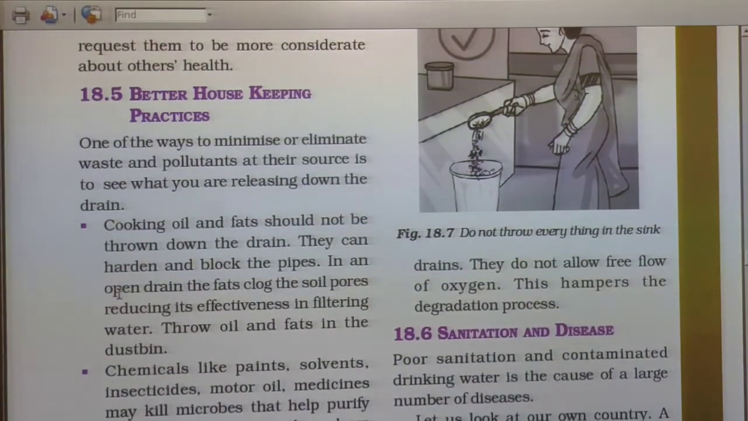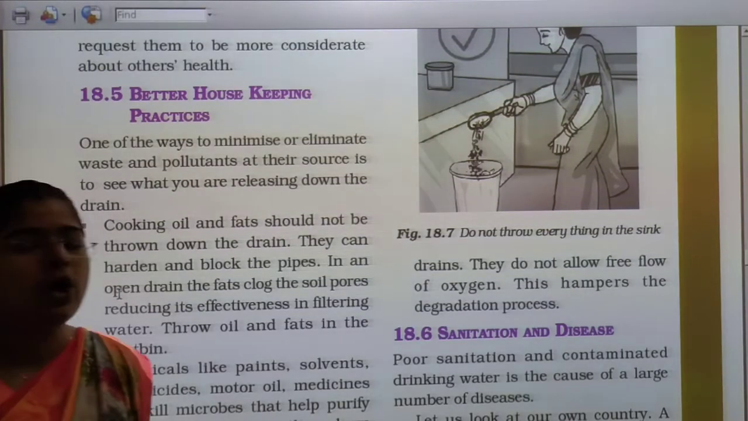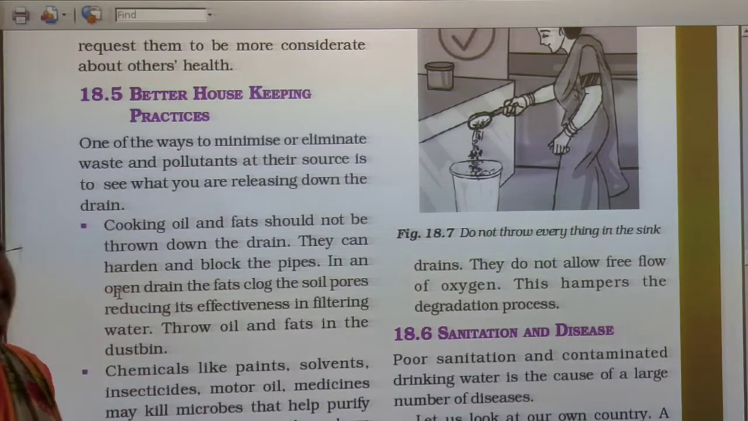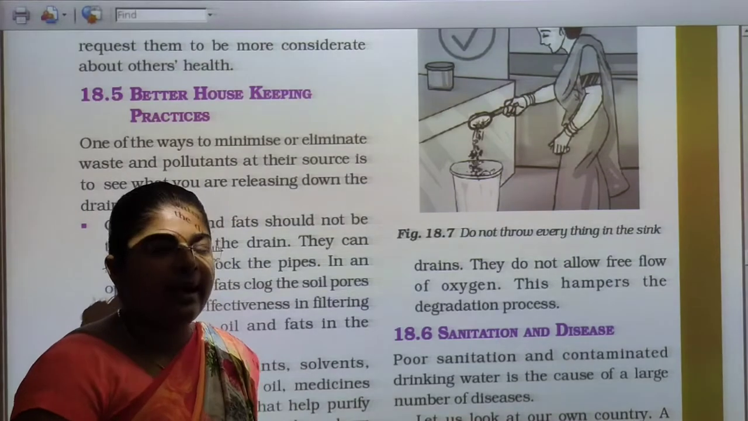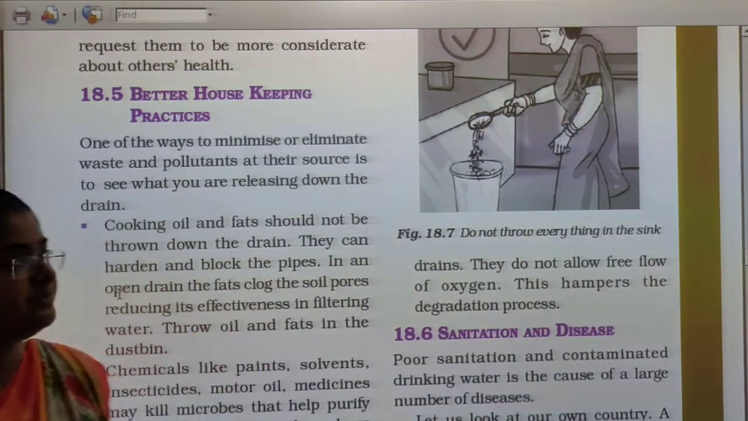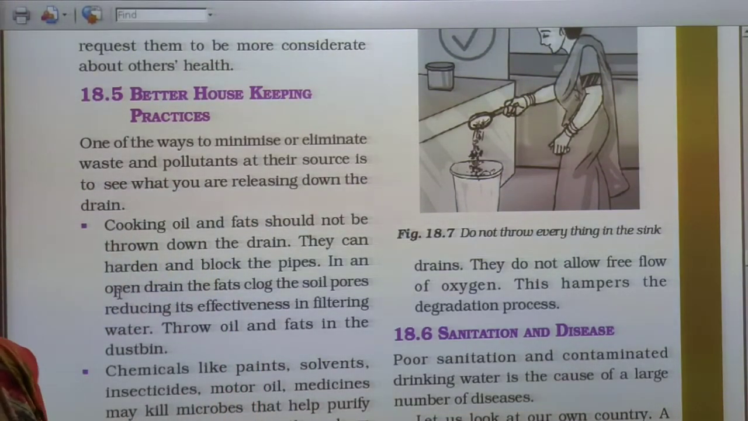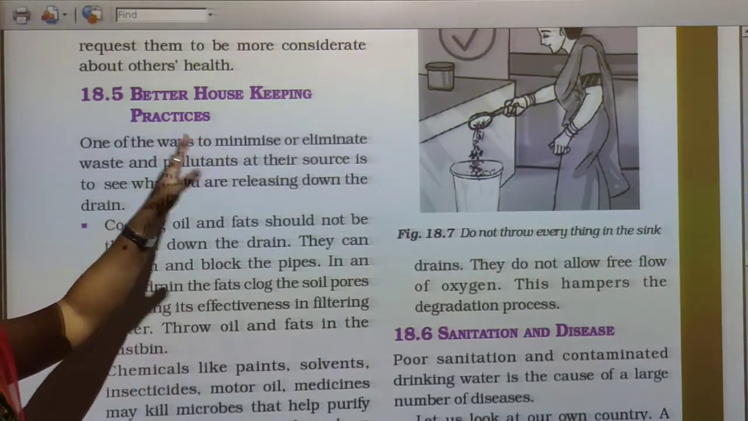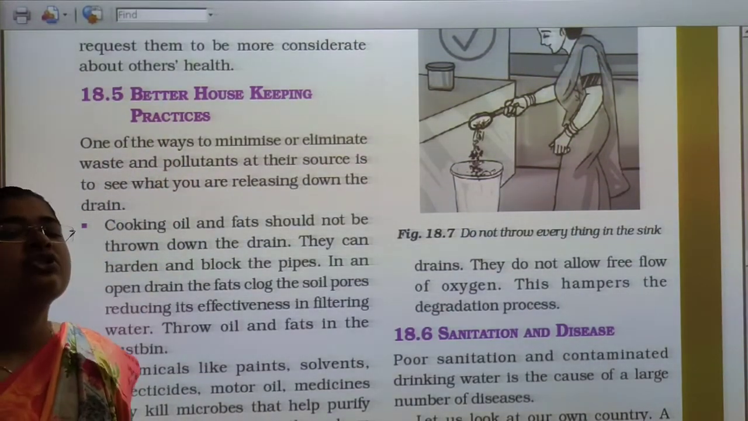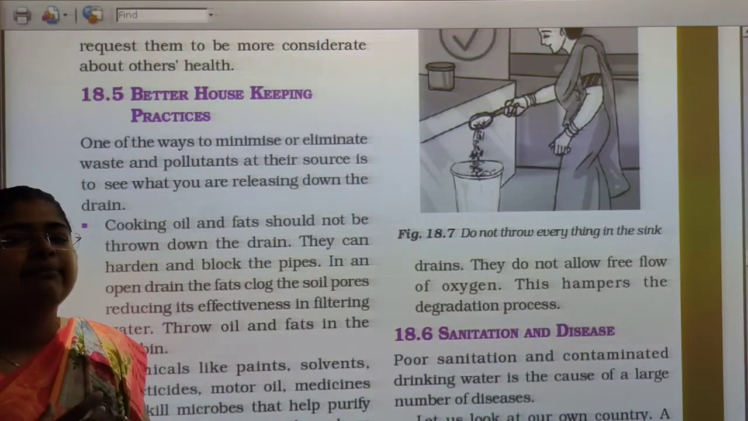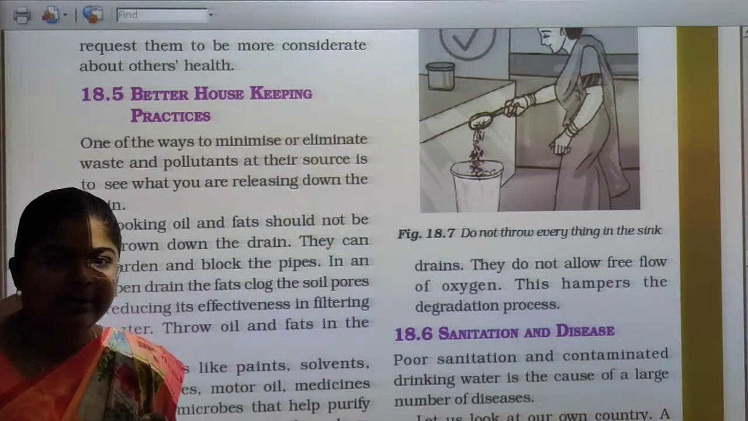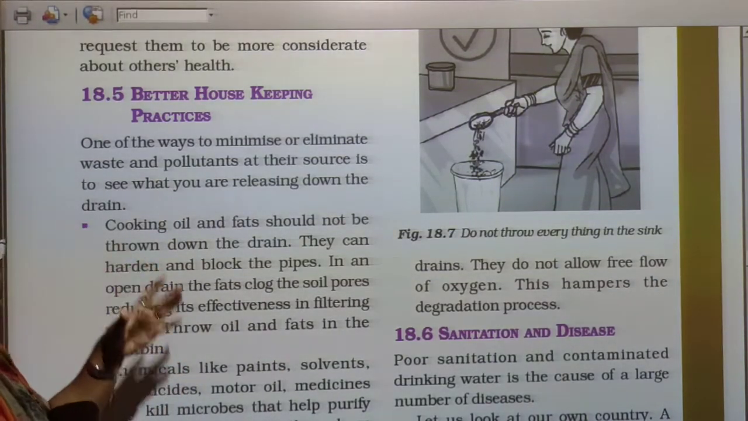So sometimes our neighborhood also creates this type of problem. So at that time we consult them. Next topic, better housekeeping practices. So what steps could we take for better housekeeping?